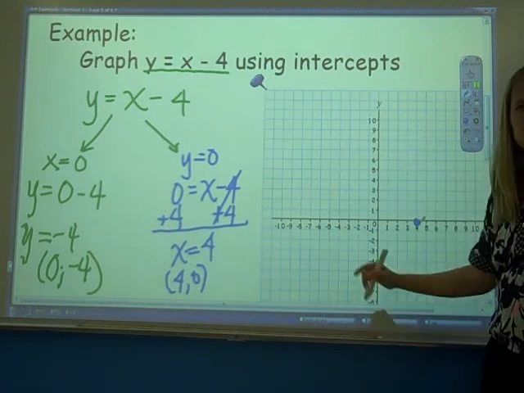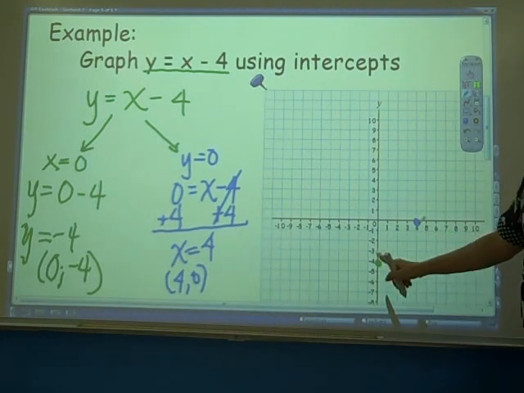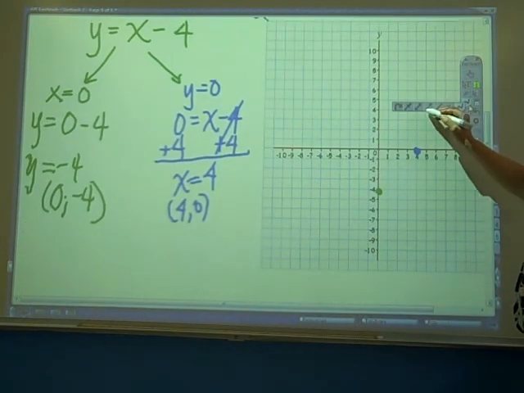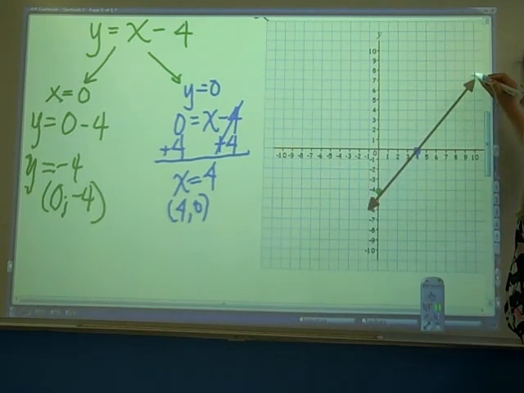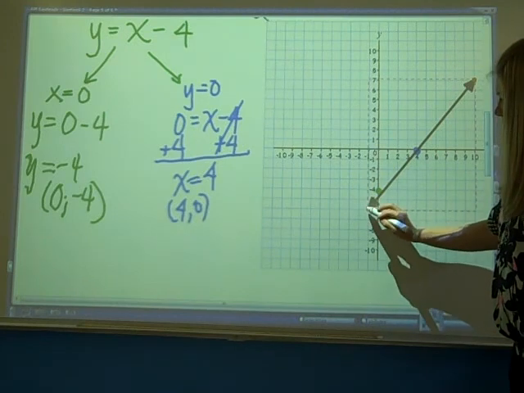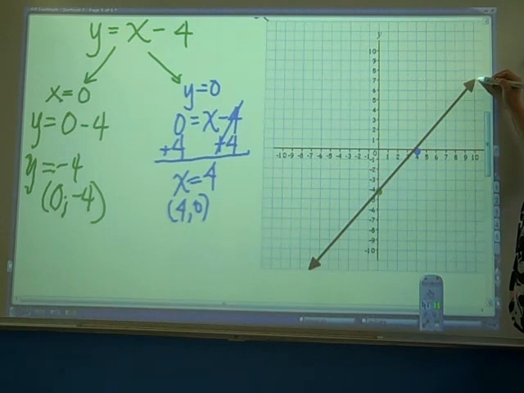So you're just going to sketch this graph. Okay, it doesn't have to be perfect. Plot the 2 ordered pairs. There's our x and our y intercepts. And then you're going to connect them with a straight line because it is a linear equation. And there you go.